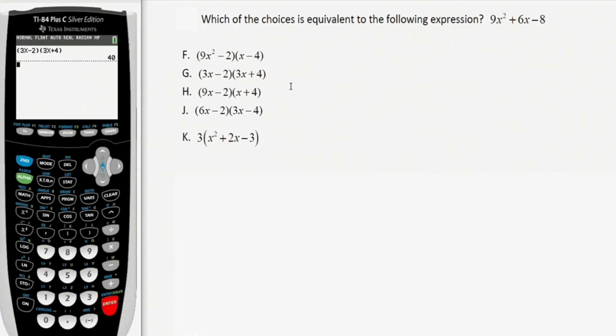40 exactly. So the correct option is what? Option G. This is basically how you can solve this kind of problem, this kind of expression using the TI-84 Plus calculator fast and easily.